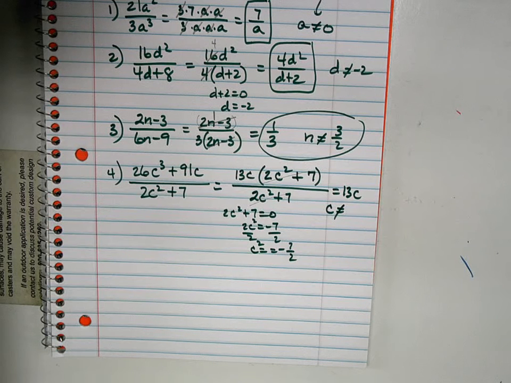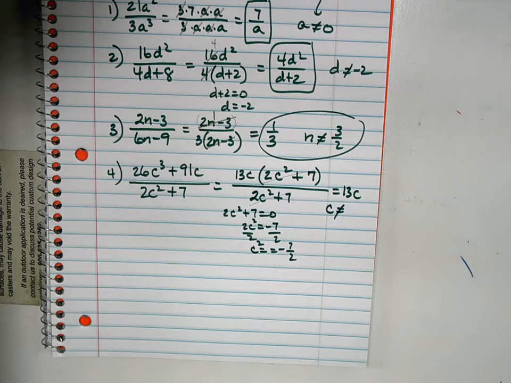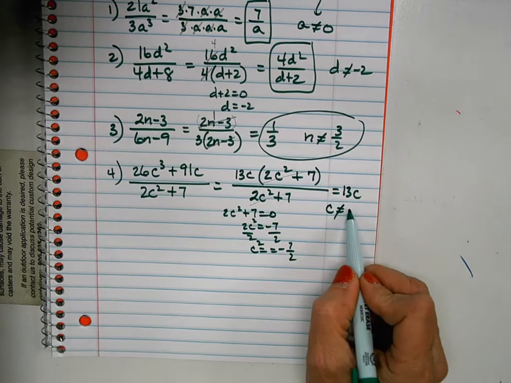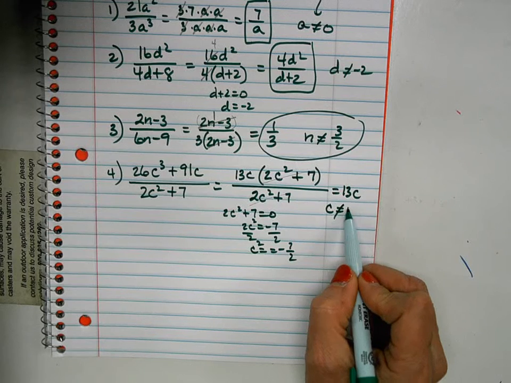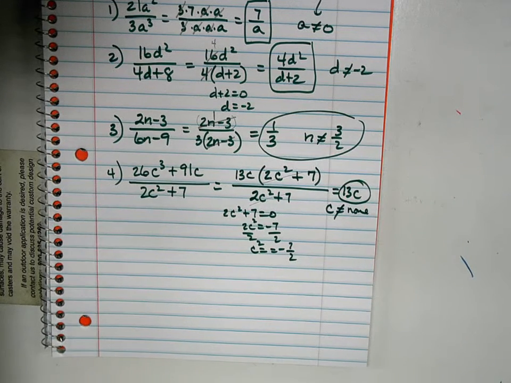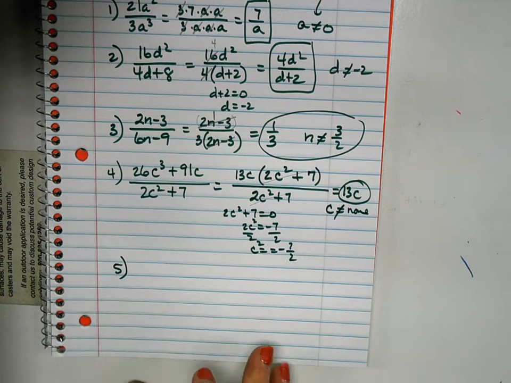So is there anything that c needs to be, any values of c that would cause the denominator to be 0? No. You also could have told, if I have a square and I add to it, there's no way that's ever going to equal 0, right? So actually there are none. So this is okay. There are no excluded values. So just 13c, no excluded values. It could be anything.